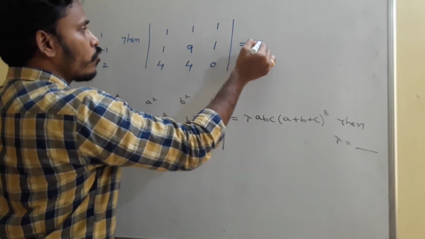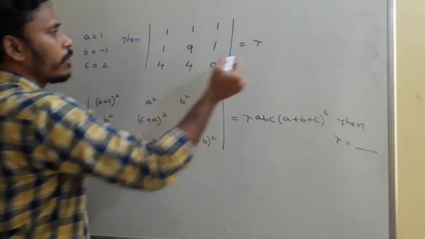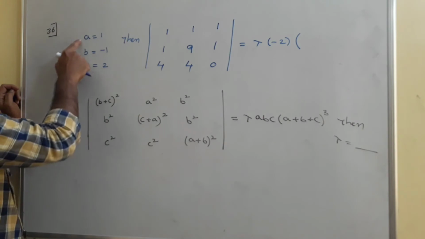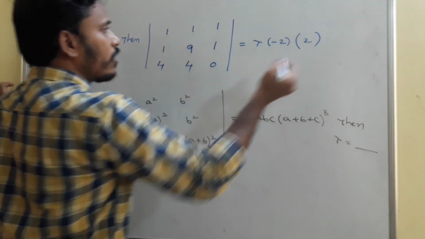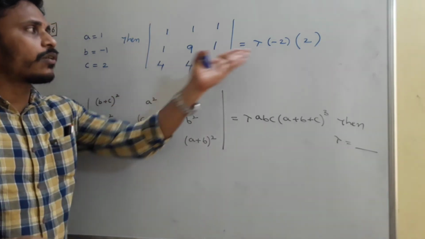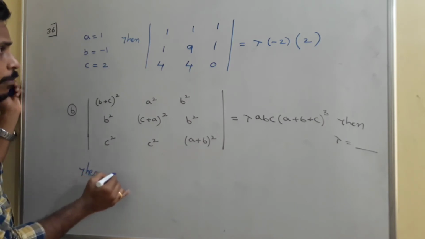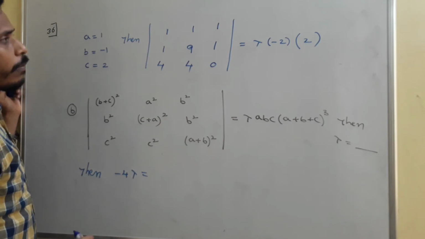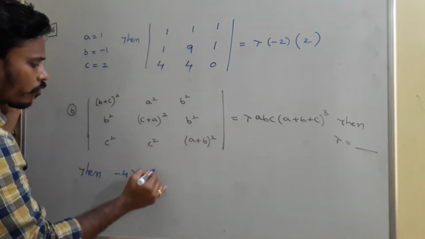So this is equal to lambda times a into b into c. The product of all these numbers is simply minus 2, into (a plus b plus c). a plus b is 0, plus c is 2. And now easily you can calculate this determinant, and that is equal to minus 4 lambda. Then minus 2 into minus 4 lambda is equal to the determinant. You can go with any row or any column; just go with the first row, no problem.